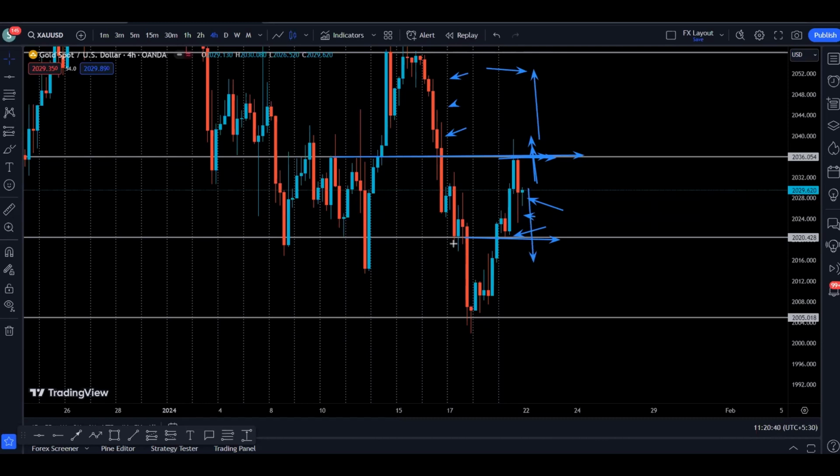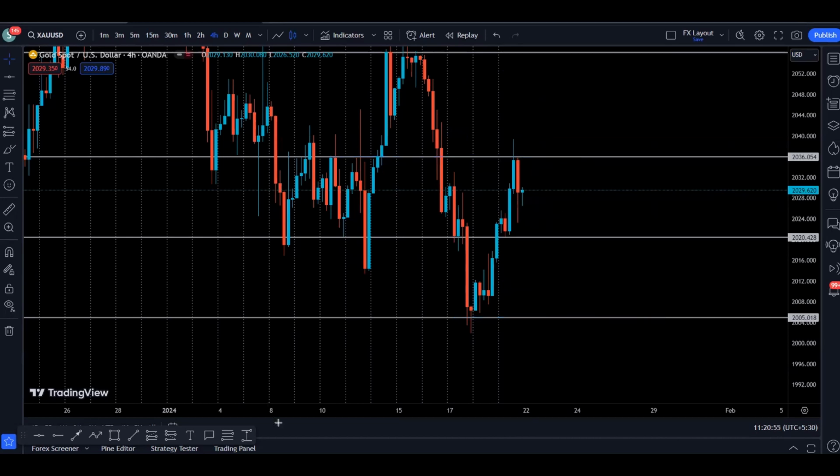Same thing to the downside. If we get a closure below the support, we have a clean range on the left hand side. So there will be a higher probability for the price to continue going down to the next support, which is something right here. So that is something on the 4-hour time frame.